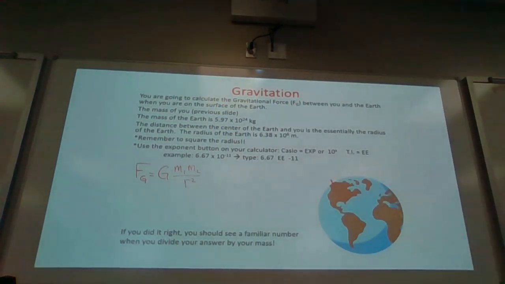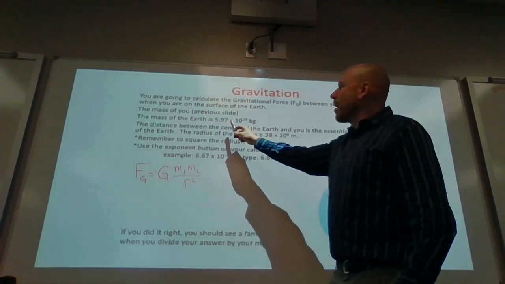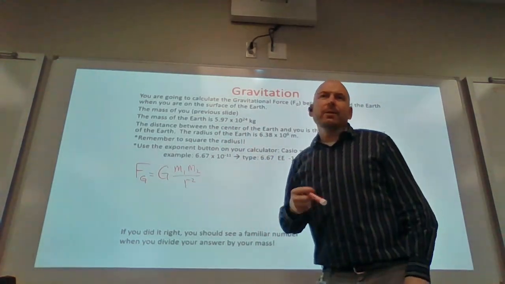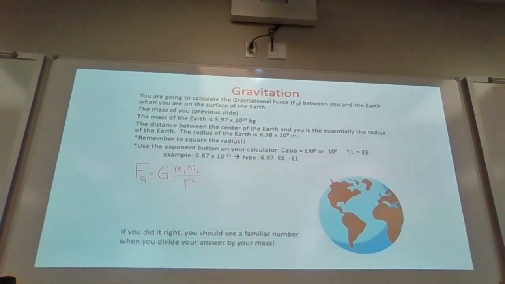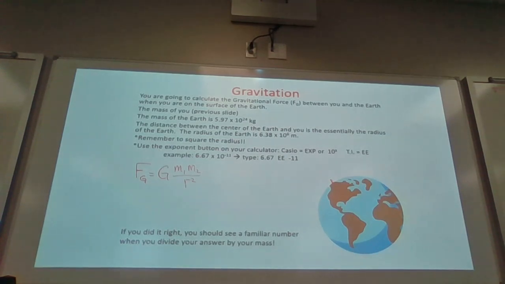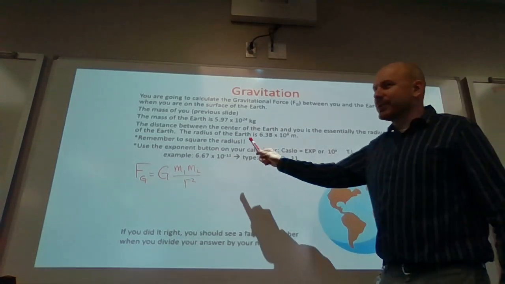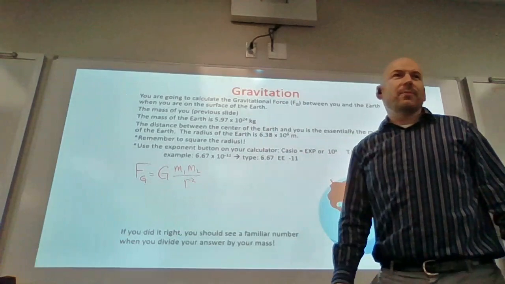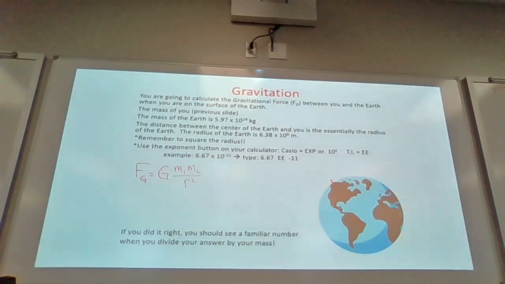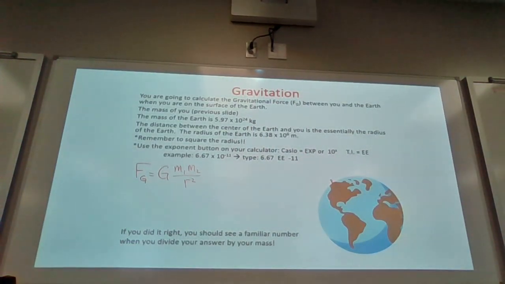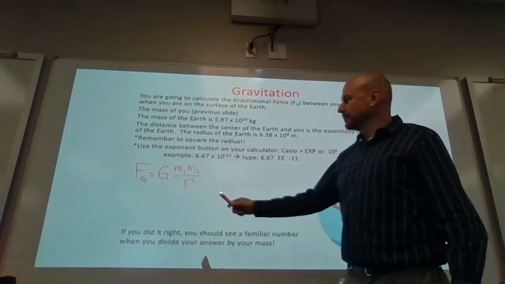So what do you think the two objects are that we're going to find the mass? The Earth and you. Okay? The Earth's mass is 5.97 times 10 to the 24th kilograms. Folks, that is 24 zeros. Significantly bigger than 11 zeros. Okay? And you have your mass in kilograms.